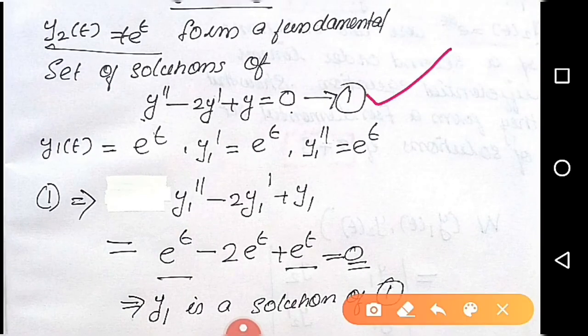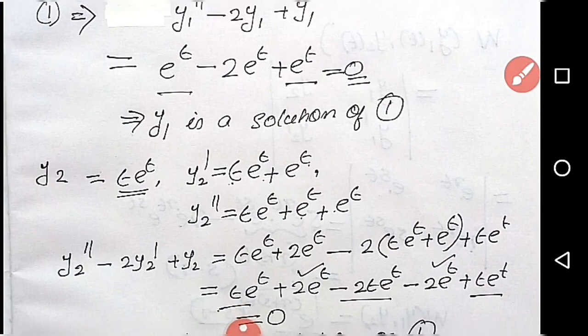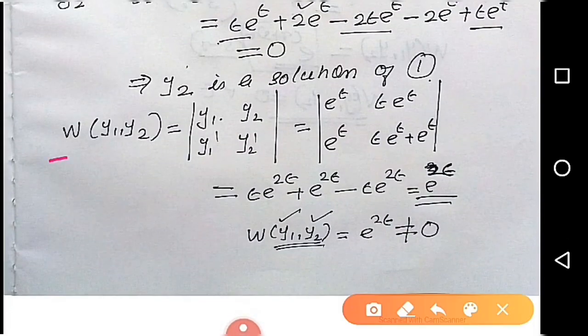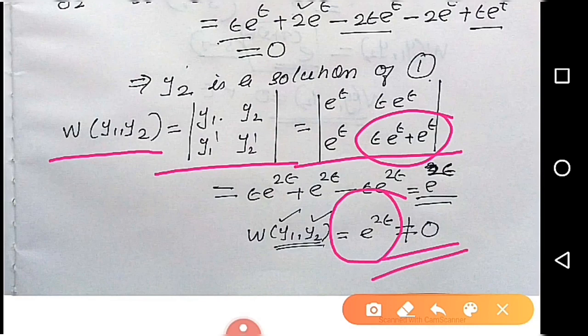Now we have to show that they form a fundamental set of solutions. For that, we are going to find the Wronskian of y1 and y2, that is W of y1, y2, which by definition is the determinant of y1, y2, y1 dash, y2 dash, equal to the determinant of e raised to t, t e raised to t, e raised to t, t e raised to t plus e raised to t. By the determinant we find the Wronskian is equal to e raised to 2t. Since the exponential function is never 0, the Wronskian is never 0. That is, the Wronskian is not equal to 0 for all t, which means y1 and y2 form a fundamental set of solutions.